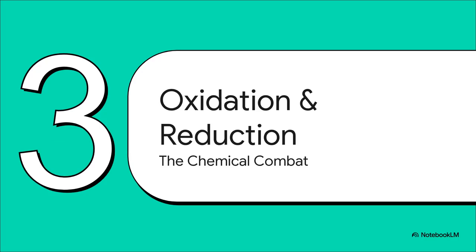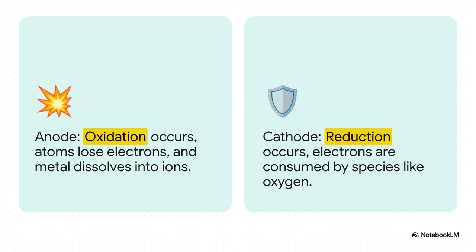All right, moving on to section 3. Oxidation and reduction reactions. So, we have our makeshift battery built. Now let's zoom right in on the specific chemical combat happening simultaneously at our 2 distinct electrode sites. The absolutely crucial point here is understanding the distinct roles these 2 areas play.